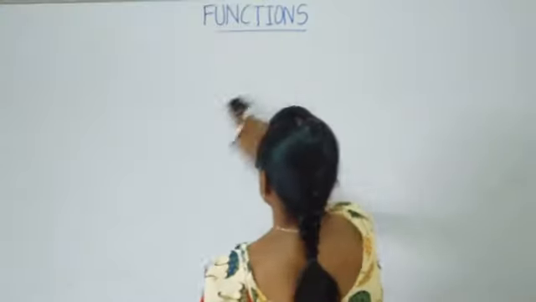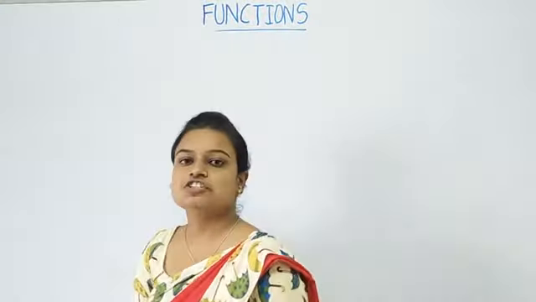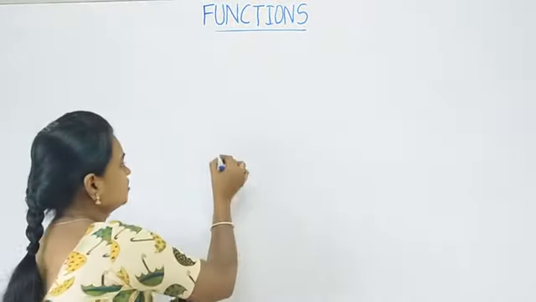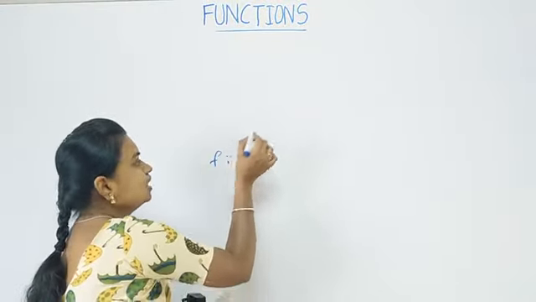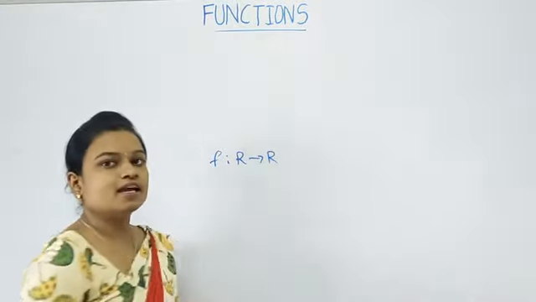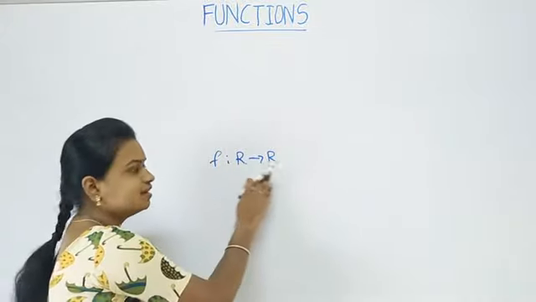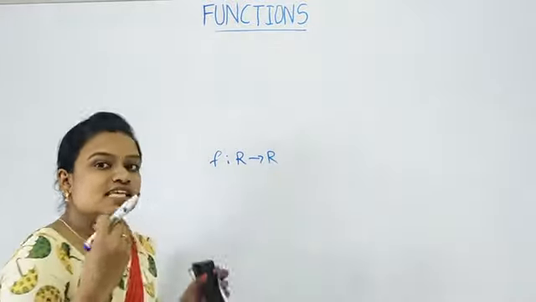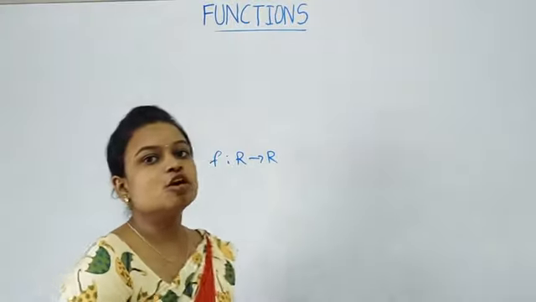The next topic is real valued function. So a function is said to be a real valued function. A function is said to be a real valued function if here the domain and codomain, this is domain, right? This is codomain. The domain and codomain of this function is the real numbers or a subset of real numbers.